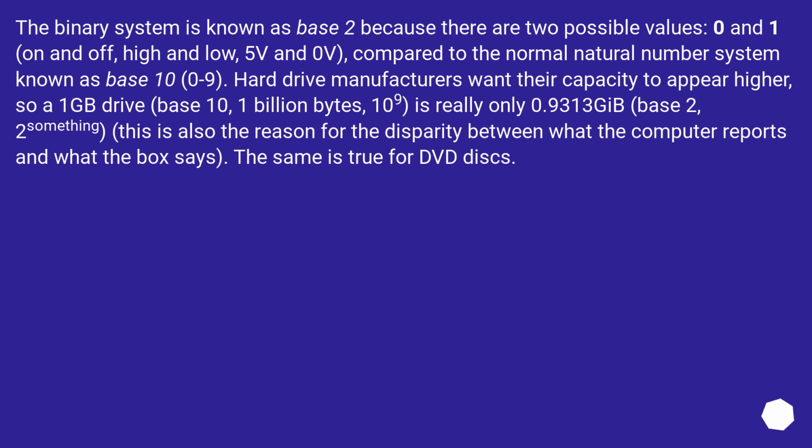The binary system is known as base 2 because there are 2 possible values, 0 and 1, on and off, high and low, 5V and 0V, compared to the normal natural number system known as base 10, 0 to 9. Hard drive manufacturers want their capacity to appear higher, so a 1 GB drive, base 10, 1 billion bytes, 10^9, is really only 0.9313 GB, base 2. This is also the reason for the disparity between what the computer reports and what the box says. The same is true for DVD discs.